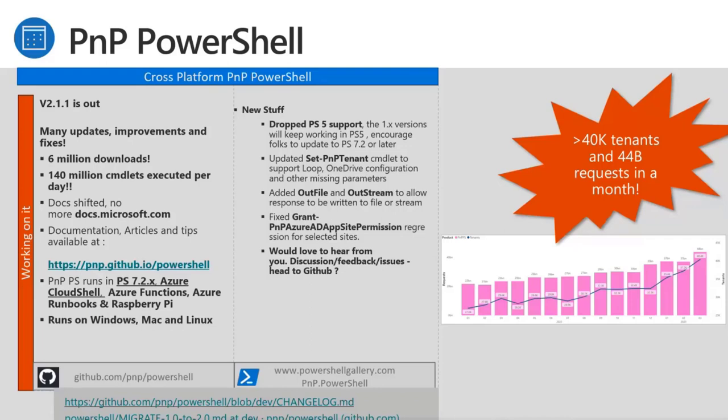And then there was a slightly minor regression with the Grant-PnPAzureADAppSitePermission. So we used that cmdlet to set the selected site's permission. And then there was a minor regression, so we fixed that. And all of that is out with the latest nightly builds. We also hit a new all-time high usage record with 40,000 tenants using it and 44 billion requests coming in this one month. So yeah, that's pretty much from our end. Over to you, David.